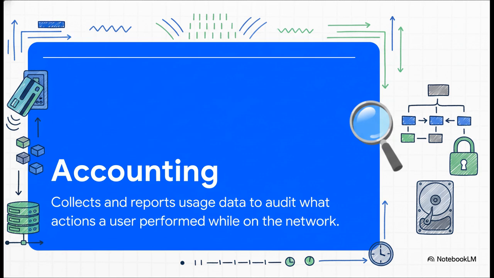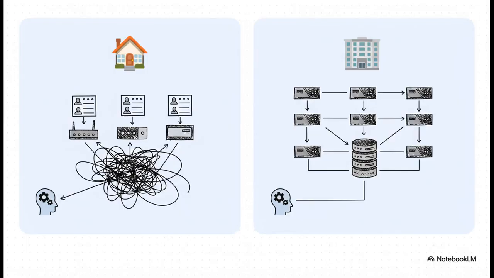If something ever goes wrong, this audit trail is priceless for figuring out exactly what happened. So how does the network actually check these credentials? Well, there are really two main ways to do it.